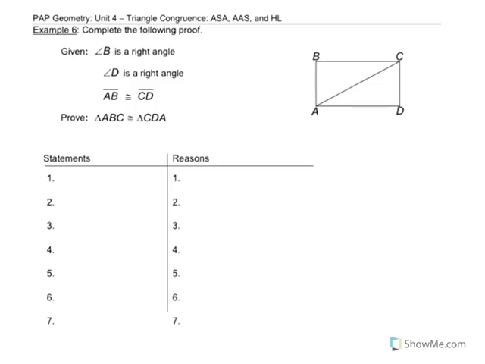Angle B is a right angle, so we're going to put our little right angle symbol on there. And angle D is a right angle, so there's our little symbol. AB is congruent with CD, and this was what we want to prove. Okay, as I mentioned below, remember we've got to be able to state in our proof that triangles are right triangles. So let's start with this first given.